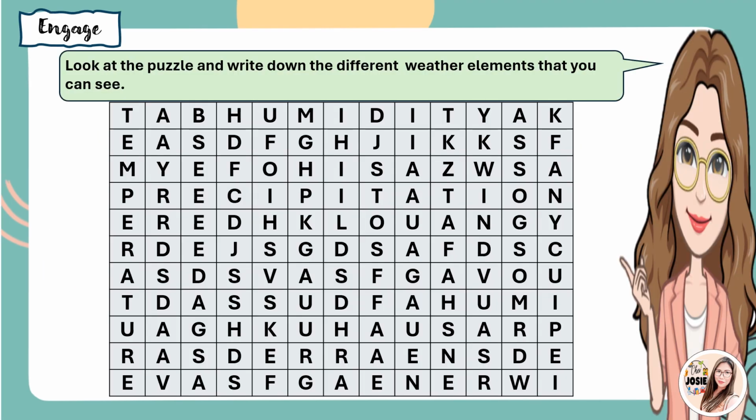And now, let's play a game. You're going to look at the puzzle and write down the different weather elements that you can see. You may now begin.